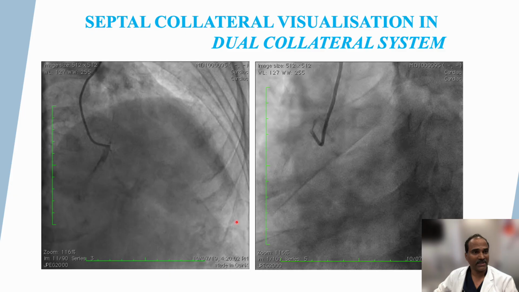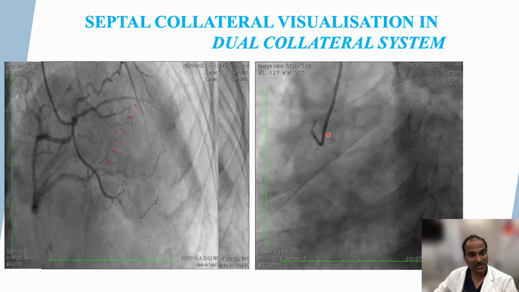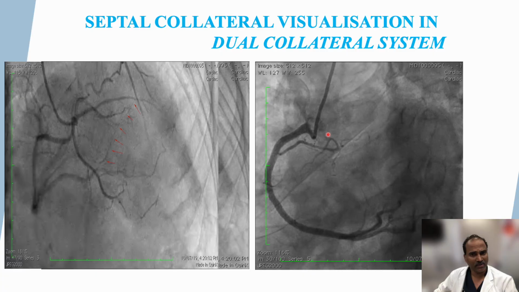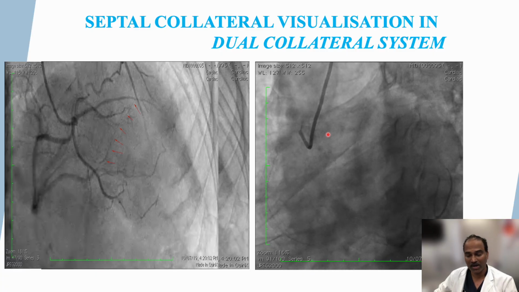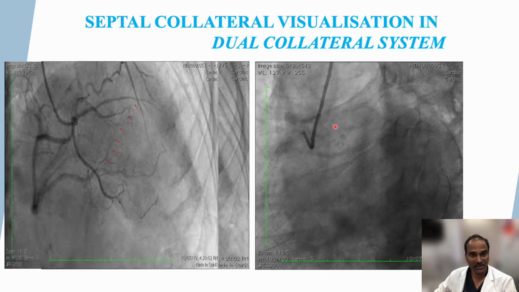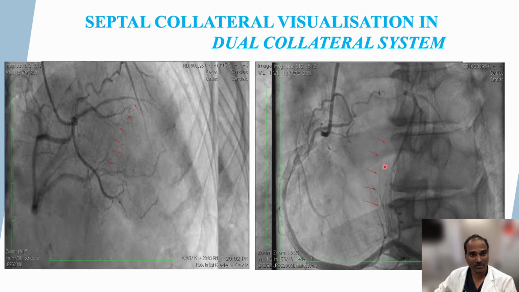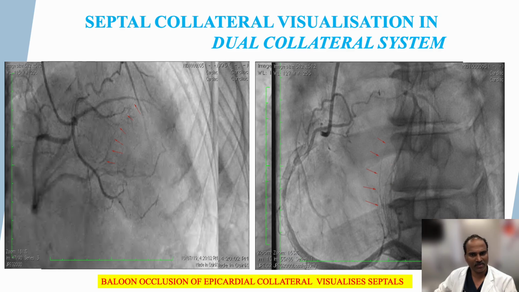And when there is epicardial collateral along with septal collateral, it's very difficult to unearth your septal collateral. So unless you occlude the epicardial collateral, you may not be able to see your septal collateral. So that's what you have to do. So we gave almost a pressure injection into the septal collateral. That's when we were able to see it.